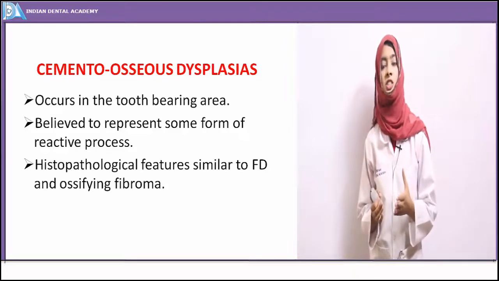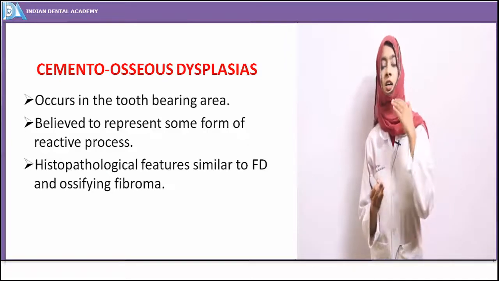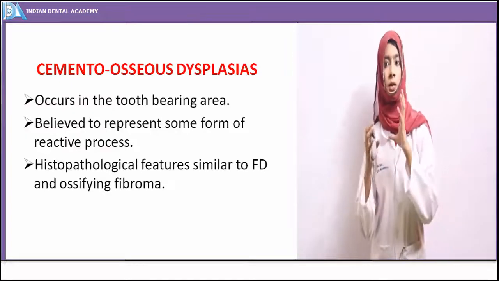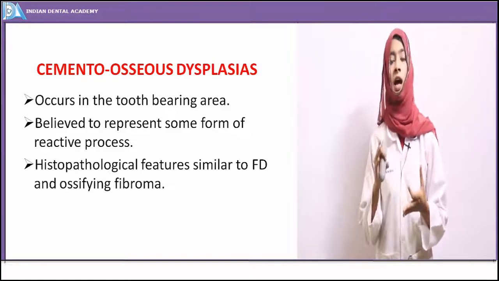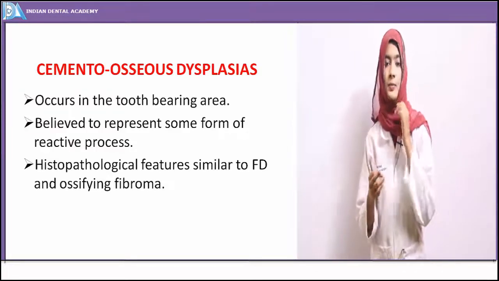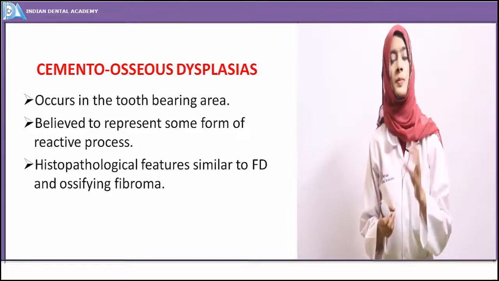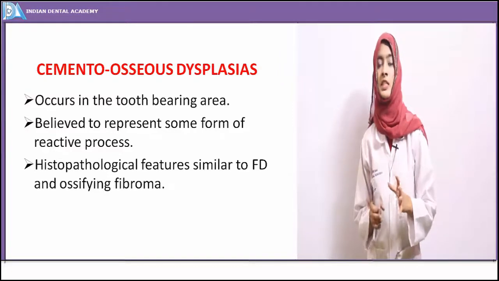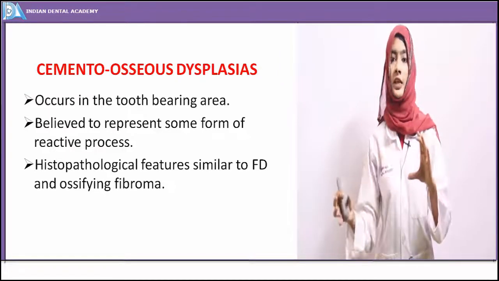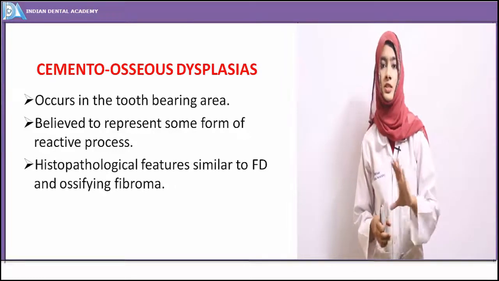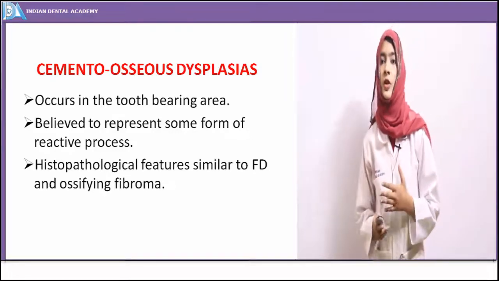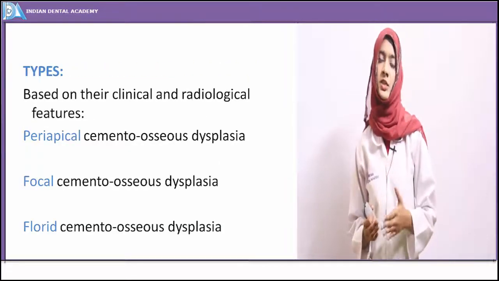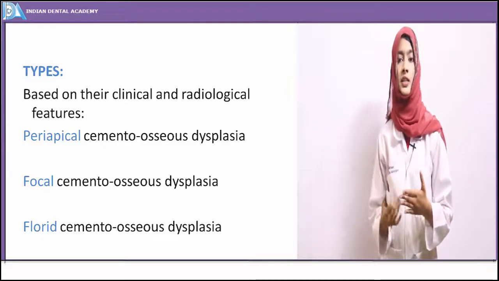So we have to differentiate cemento-osseous dysplasia from fibrous dysplasia and ossifying fibroma, because histologically fibrous dysplasia, ossifying fibroma, and cemento-osseous dysplasia all are fibro-osseous neoplasms, right? So all show presence of spindle-shaped fibroblasts and deposition of osteoid-like material. So you have to correlate the radiological and clinical pictures along with the histologic pictures while giving a diagnosis in case of a few fibro-osseous neoplasms. Based on their clinical and radiographic appearance only, the cemento-osseous dysplasias are divided into three types.